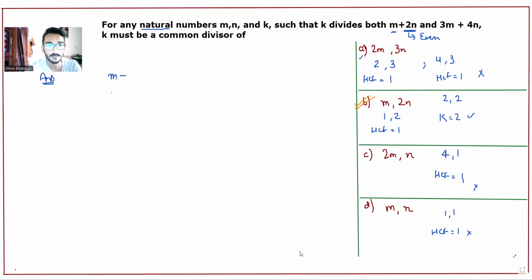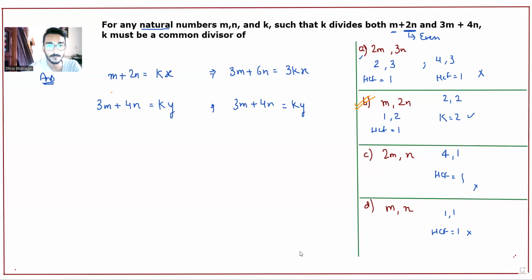The approach would be something like this: m plus 2n is a multiple of k. That means it is k times x. Similarly, 3m plus 4n is a multiple of k, which means k times y. Multiplying the first equation by 3, this would be the equation. And rewriting the second equation as it is, and subtracting them, 2n equals k times (3x minus y). I can see that k divides 2n here. So that is in the second option only. Right? That's it. I got the answer.